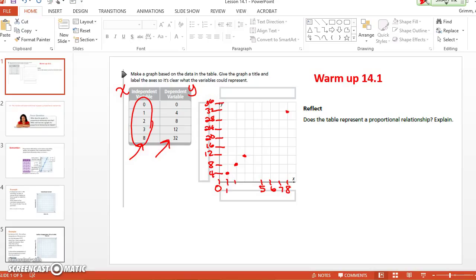Okay? Actually, you probably didn't catch this part: it said to give the graph a title and label the axis so it's clear what the variables could represent. So what they're asking for is, what could this in life be a graph of? Sophia. The graph of the growth of a flower.